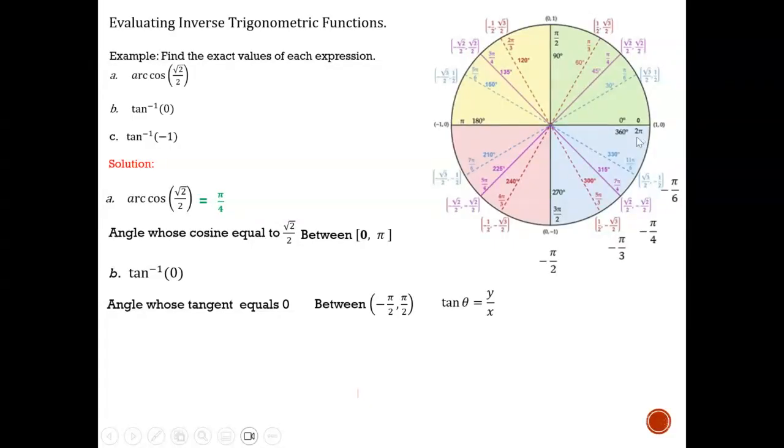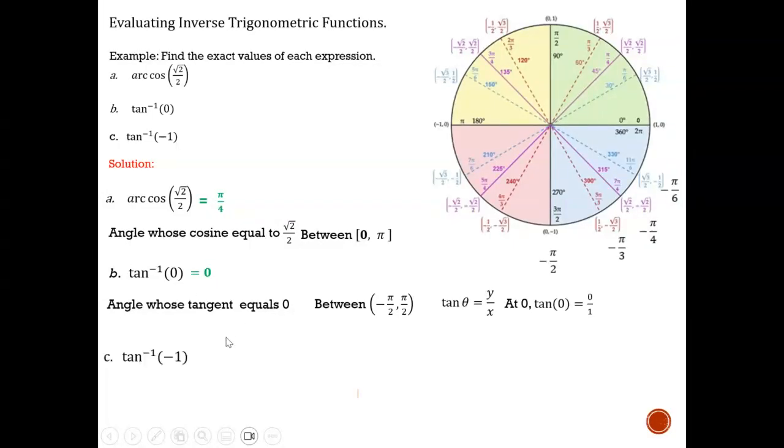If you notice, the only place between negative pi over 2 and pi over 2 where they might give me a 0 will be at 0, right? Because my y is 0 and my x is 1. At any other point, it will not give you a 0, so it's got to be at 0. At 0, the tangent will be y over x, which will be 0 over 1, which gives us 0. So the answer is at 0 degrees, or at 0 radians.